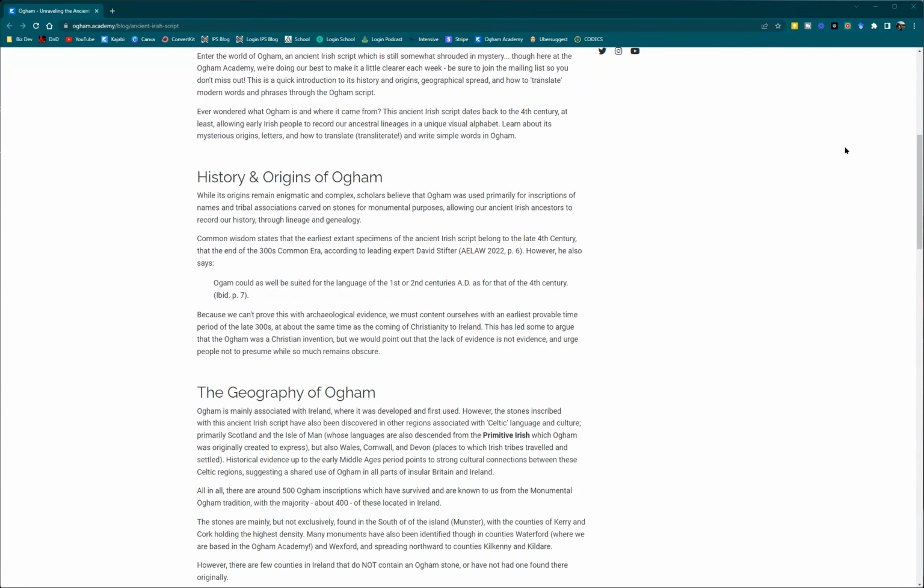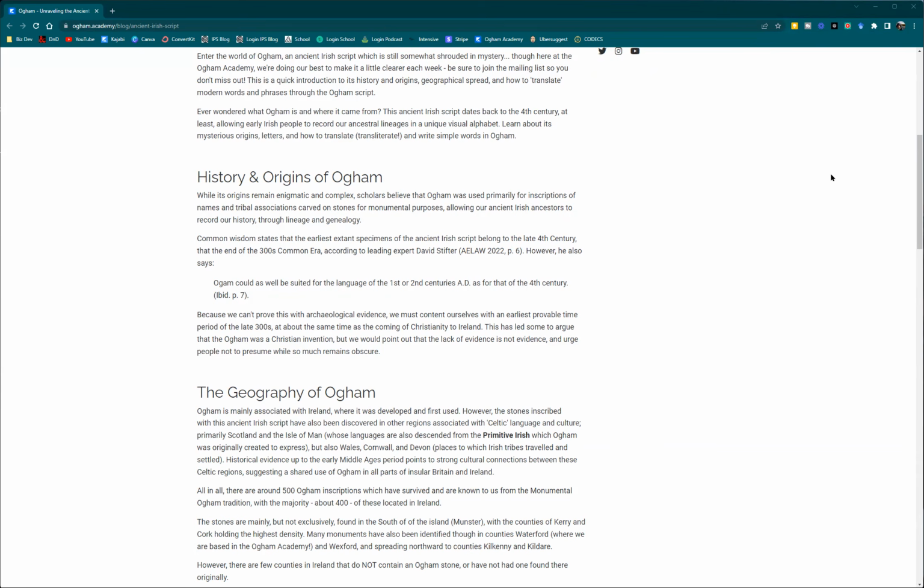Common wisdom states that the earliest extant, which is complete, specimens of the ancient Irish script belong to the late 4th century, that is, the end of the 300s Common Era, according to leading expert David Stifter. However, he also says Ogham could be as well suited for the language of the 1st or 2nd centuries AD as for that of the 4th century.